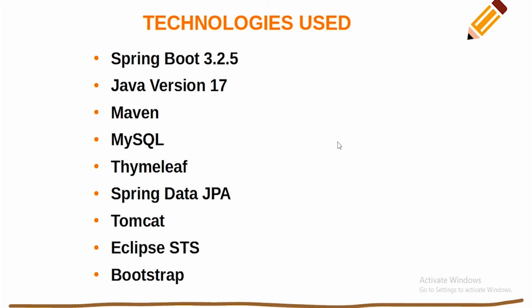Okay, these are the technologies used in this project: Spring Boot 3.2.5, Java version 17, Maven, MySQL database. We use the MySQL database. We use Thymeleaf template, Spring Data JPA, Tomcat, Eclipse STS, and Bootstrap. Okay, so now let's build these together.